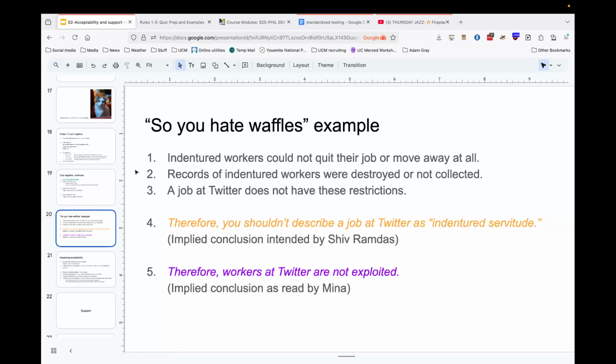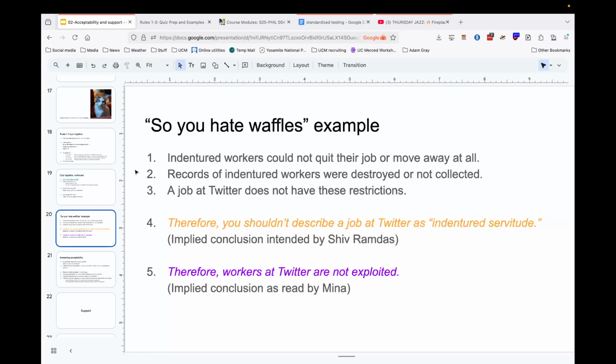Okay, one thing that came up in maybe a third or so of the 2-sentence papers from Tuesday was that people still felt a little confused about the implied conclusions example, and a few people in particular suggested putting it in premise conclusion form so they could see exactly how it works. So that's what I did right here. So remember, we had a pair of posts on Blue Sky by a user, Shiv Ramdas.